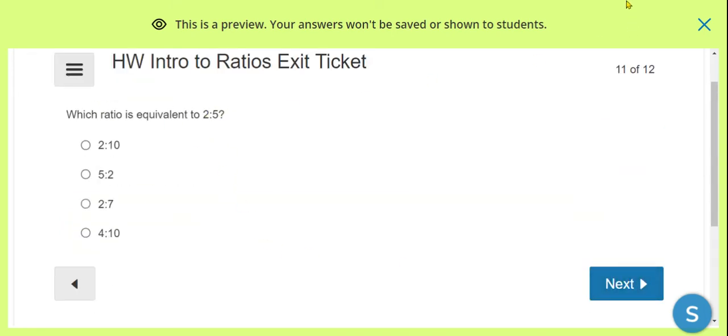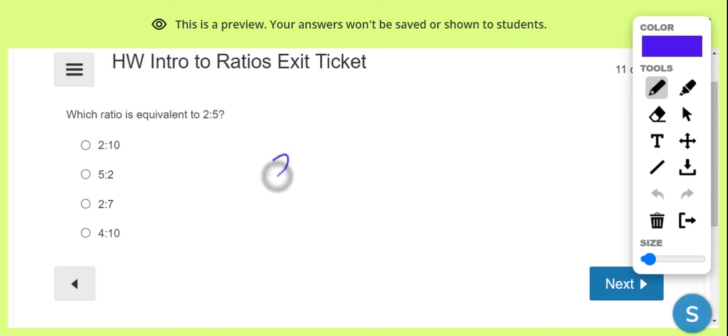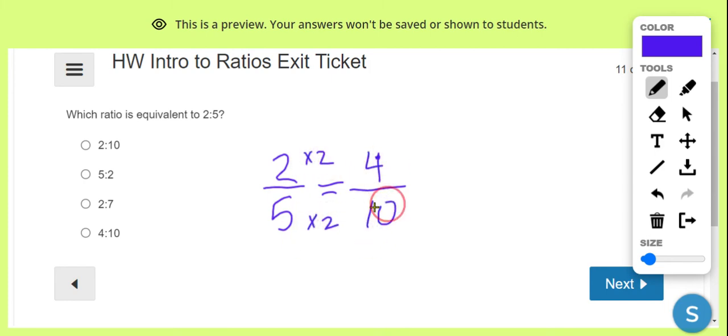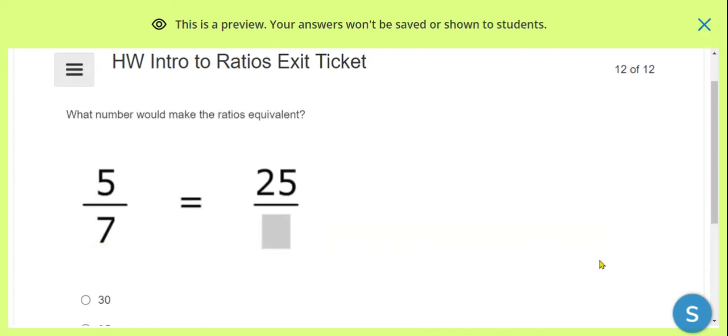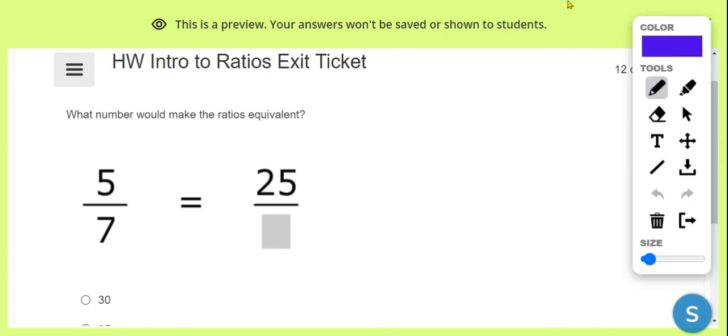Which ratio is equivalent to 2 to 5? So we set up the ratio as a fraction and see what's equal. If we multiply by 2, let's see what we get. 4 to 10, and that one does check out. So 2 to 5 would be equal to 4 to 10. And we use multiplication here. 5 times 5 is 25, and 7 times 5 would be the answer here.